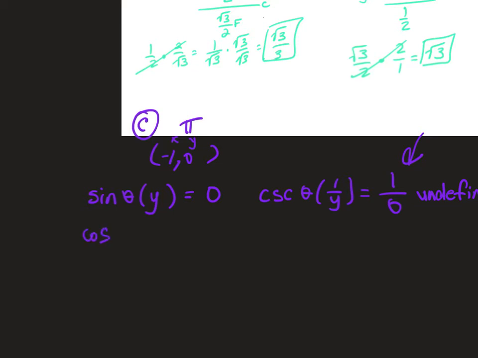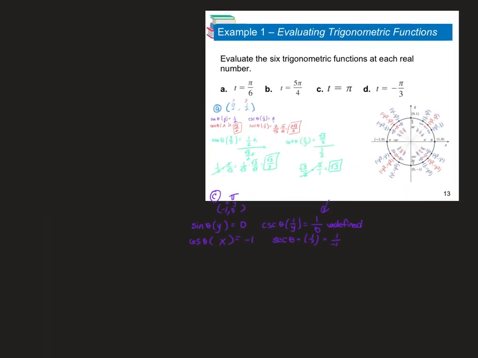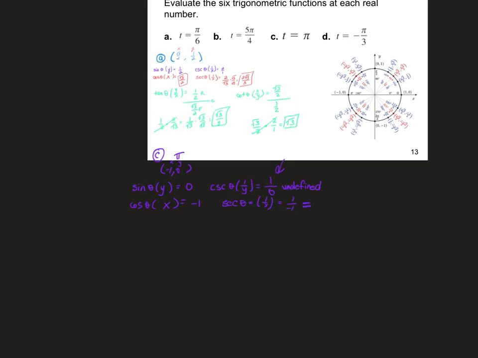So now I have the cosine of theta. Well, remind me again, what's cosine? X value. So what's cosine of theta? -1. Good. So I have the secant of theta. It's 1 over x, right? So it's 1 over -1, which gives you -1. Good.